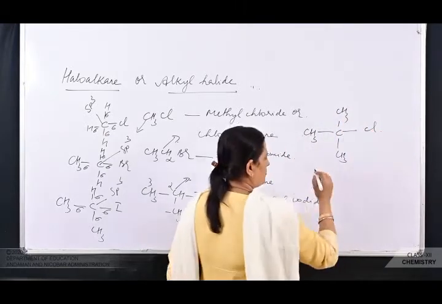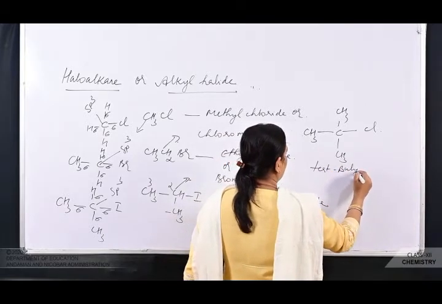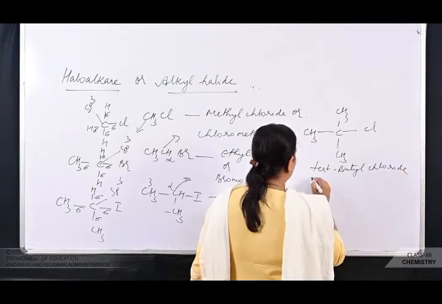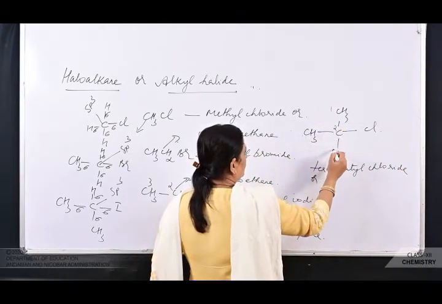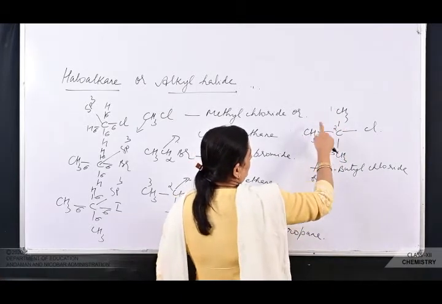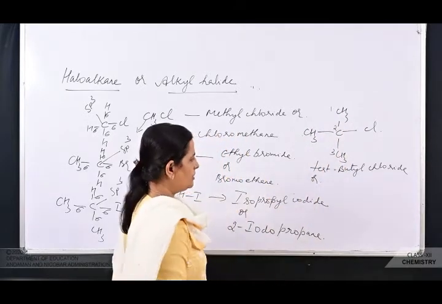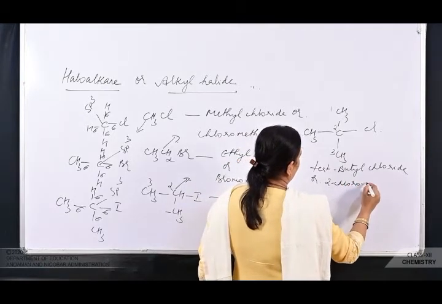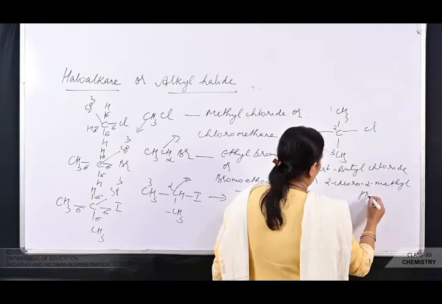What is this one's name? Its common name is what? Tertiary butyl chloride, and its IUPAC name, which is the longest continuous chain, 1, 2, 3. If you go from here also, it's 1, 2, 3. If you go this way also, 1, 2, 3. Any way you go, it's what? 1, 2, 3. So what is its name? 2-chloro-2-methylpropane.